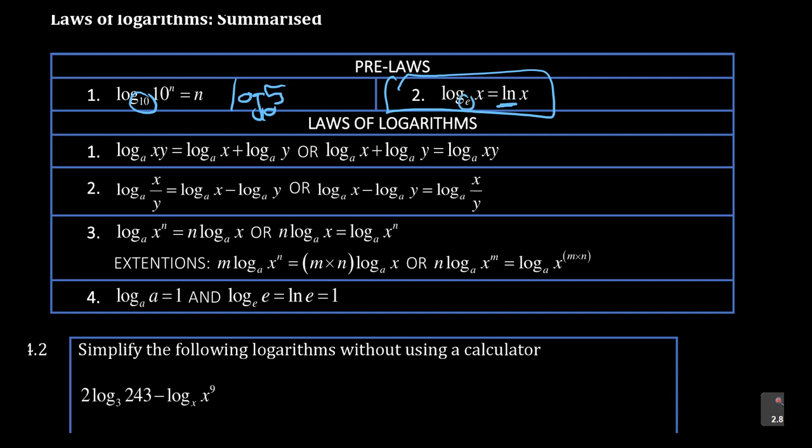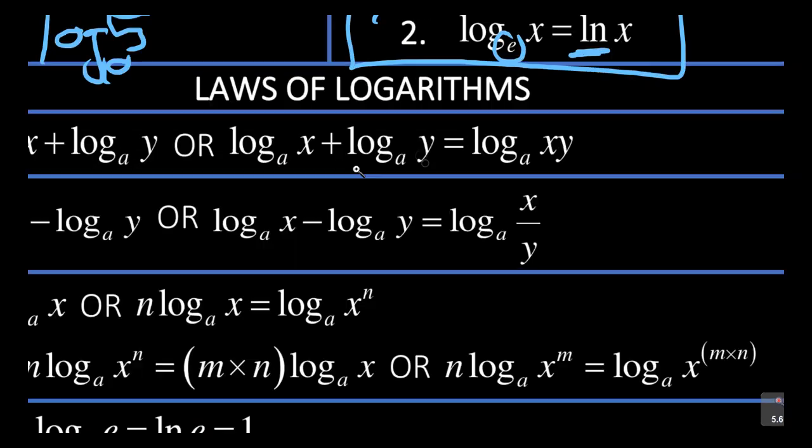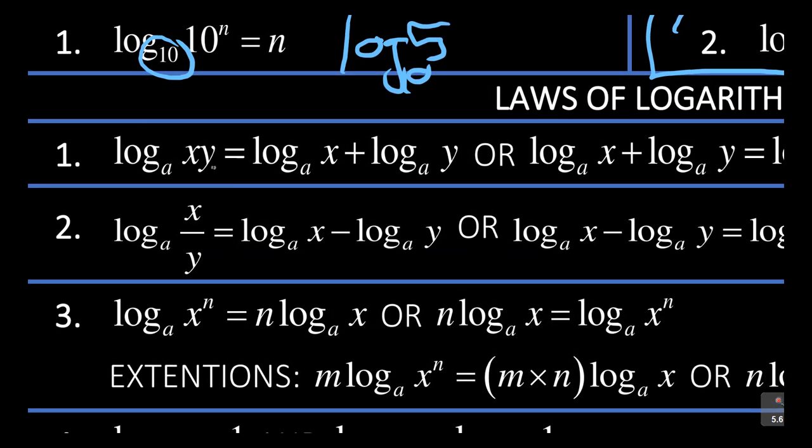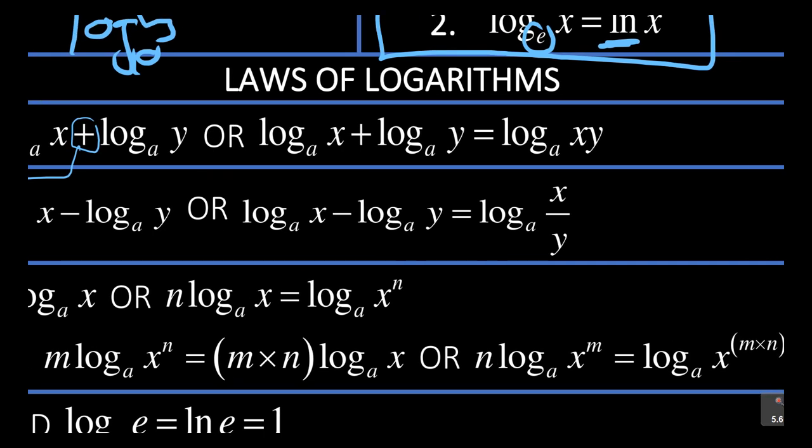Then we have got a few rules of logs, and it's just like exponents. Number one, log xy, but xy means x times y. When it's multiplying, what do you do? You add. So it's log base a of x plus log base a of y. So this plus is there for multiplication.